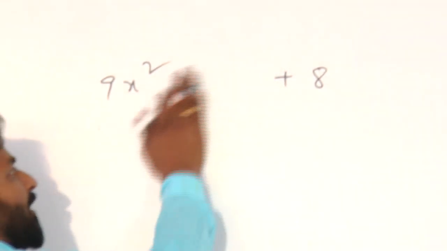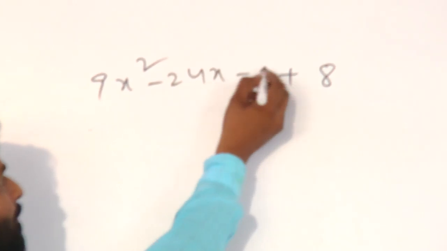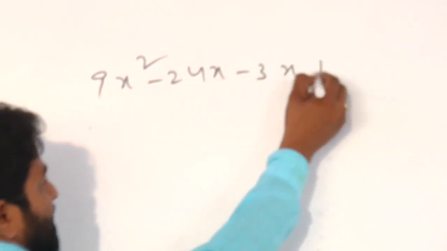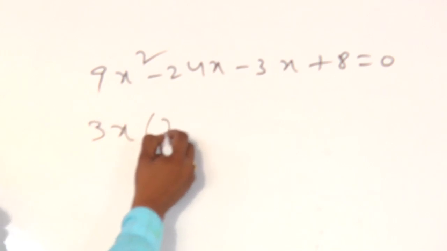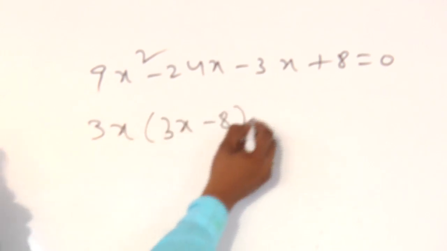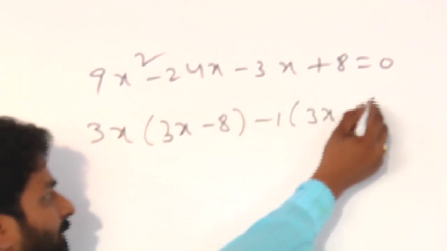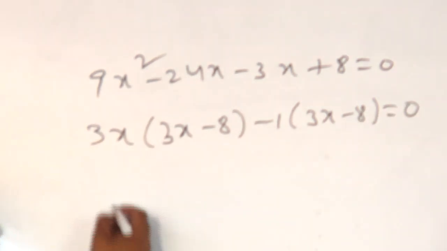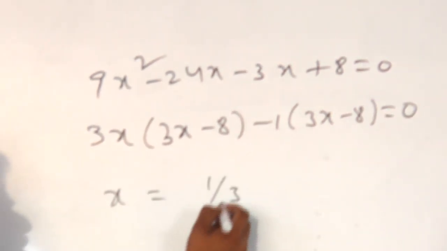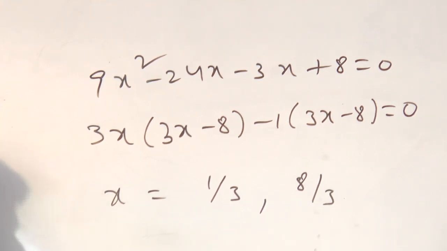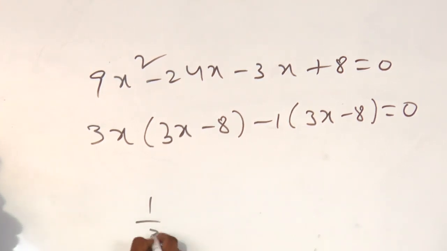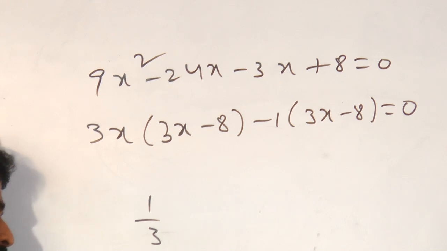So this becomes minus 24x minus 3x. So 3x common, 3x minus 8 minus 1 common, 3x minus 8 is equal to 0. X will be equal to 1 by 3 and then 8 by 3. So you need to write 4 combinations: 1 by 3, 8 by 3, 1 by 3, 8 by 3.